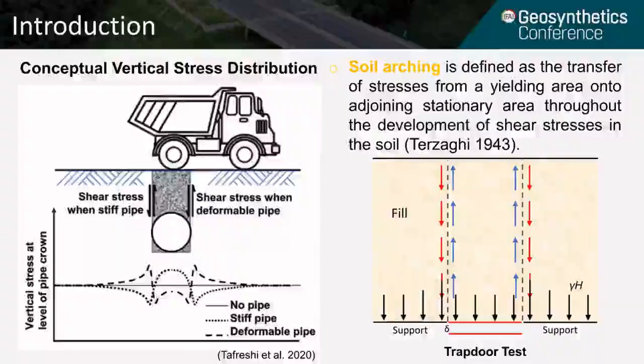On the other hand, when we have a deformable pipe, we would have less pressure on the middle of the pipe and higher pressure on the side of the soil, and this is due to the positive soil arching. So what is soil arching? Soil arching is defined as the transfer of stresses from a yielding area onto an adjoining stationary area through the development of shear stresses, as given by Terzaghi in 1943.